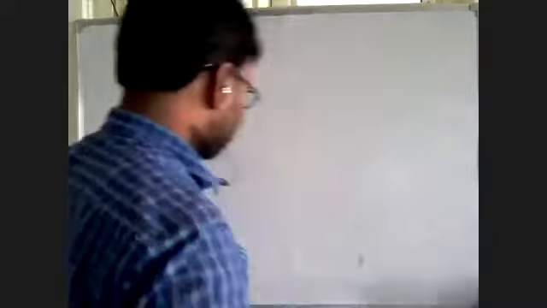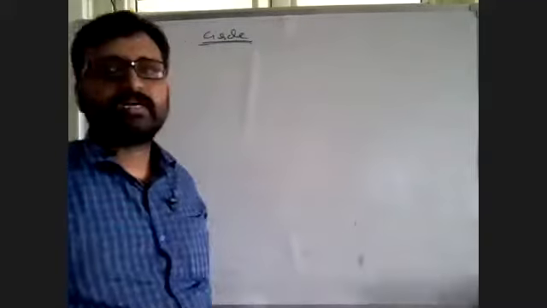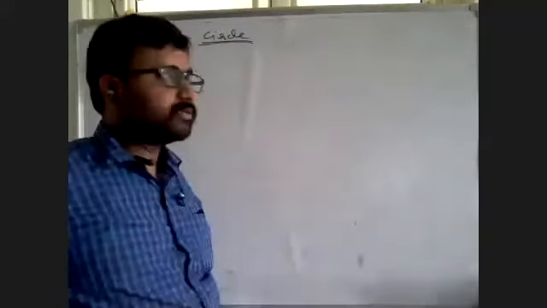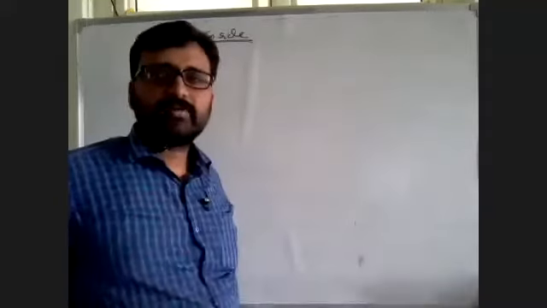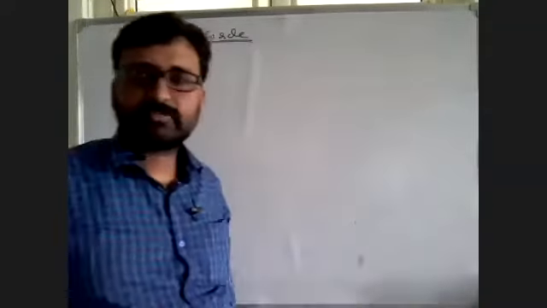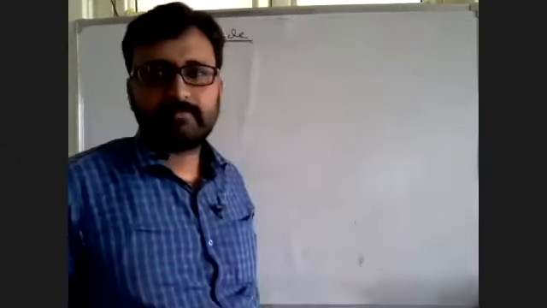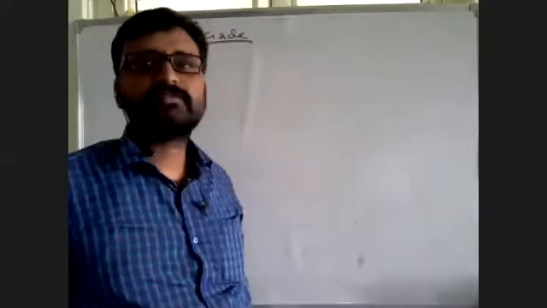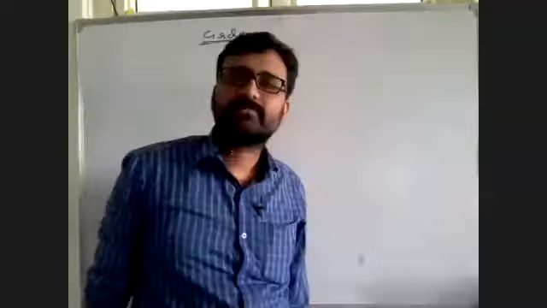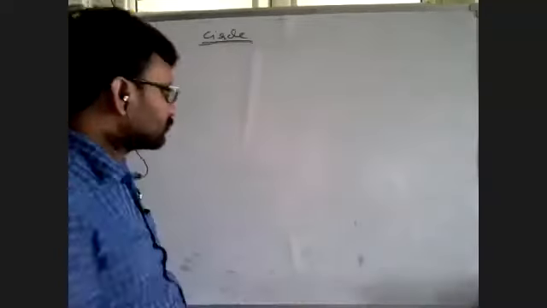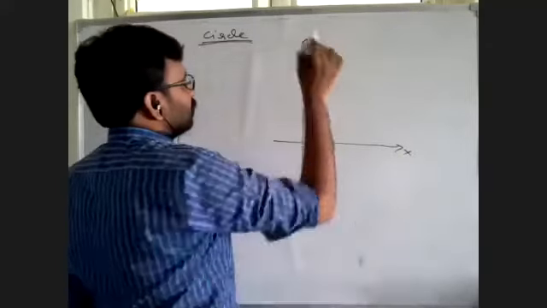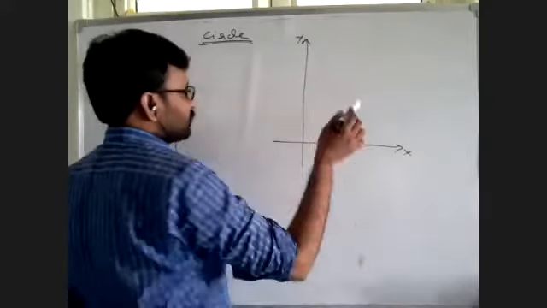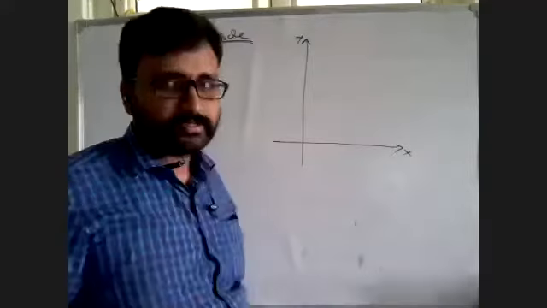Locus means the set of points which are satisfying a given condition. Here also, the set of points which are satisfying the given condition is that the distance from a fixed point to a variable point is constant. That is the locus of a circle. In a 2D plane, there exists a number of points.